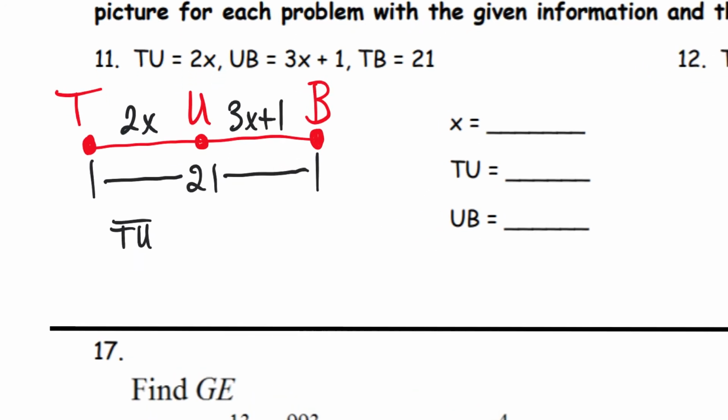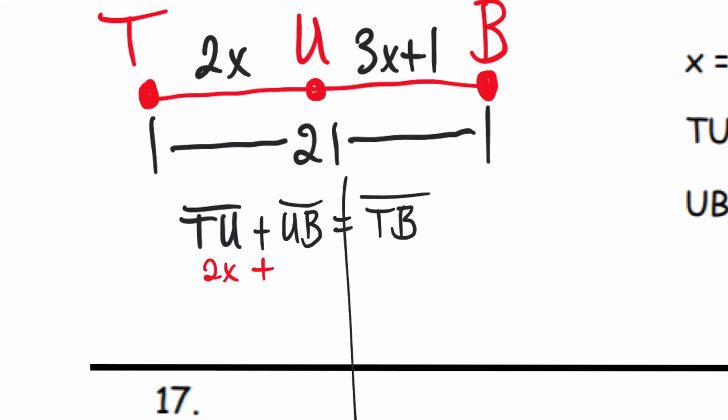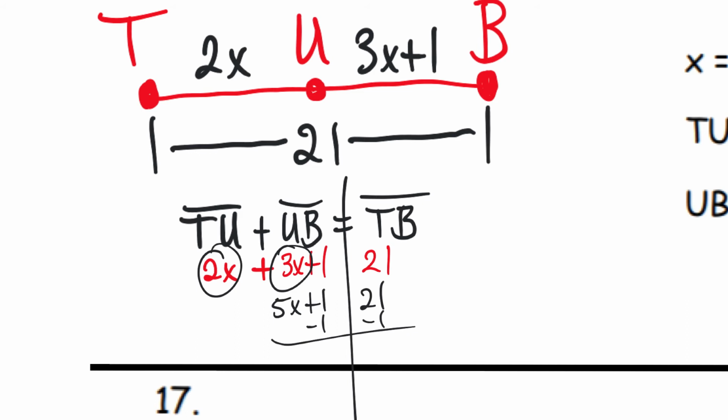So we have TU plus UB equals TB. TU is 2x plus UB is 3x plus 1, and that equals TB, which is 21. All right, I'm going to combine like terms. 2x and 3x makes 5x plus 1 equals 21. Subtract 1 from both sides. That zeroes out. We get 5x equals 20. Divide both sides by 5. And 1x, or x, just equals 4.